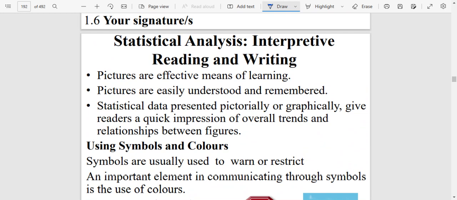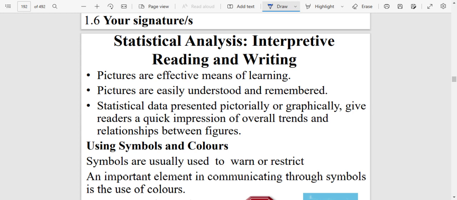And then at the end, you're going to put your signature, or your signatures if it is a group of people who are writing that report. So that is the outline of a report. Very, very important.